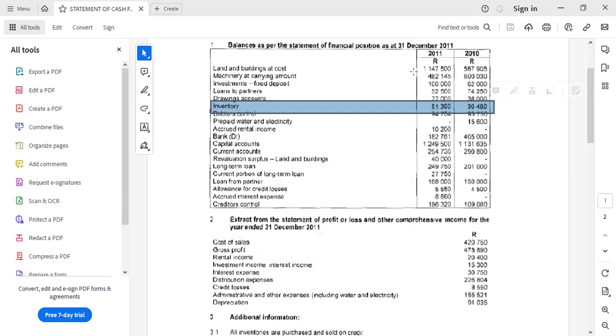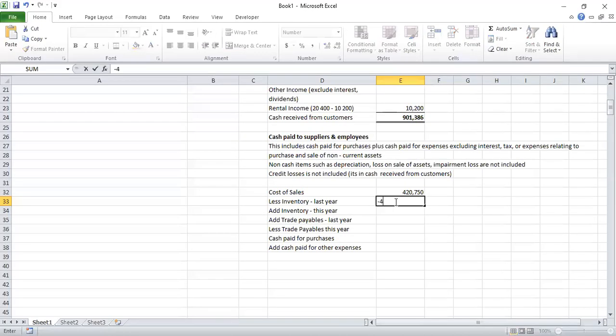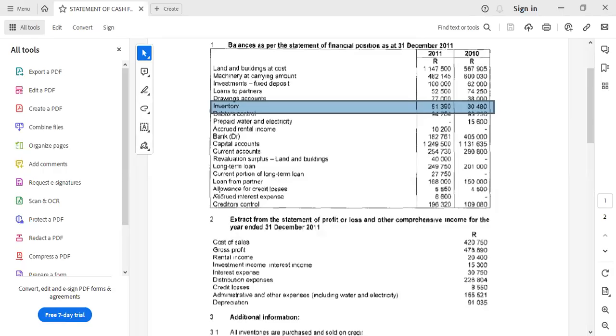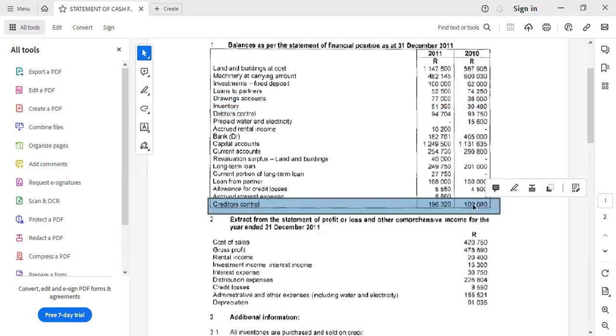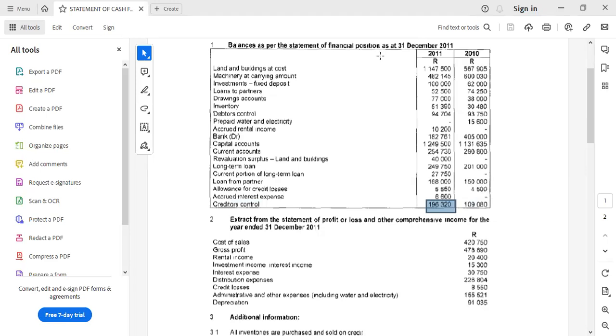So it'd say minus 34.80. Then we add the inventory for this year, which is 51.39. Then the payables, that's the creditors. We add the one for last year, because that means it was paid this year. The cash flow happened this year. Then the ones unpaid at year end, we subtract them, because these are purchases that have not yet been paid for.